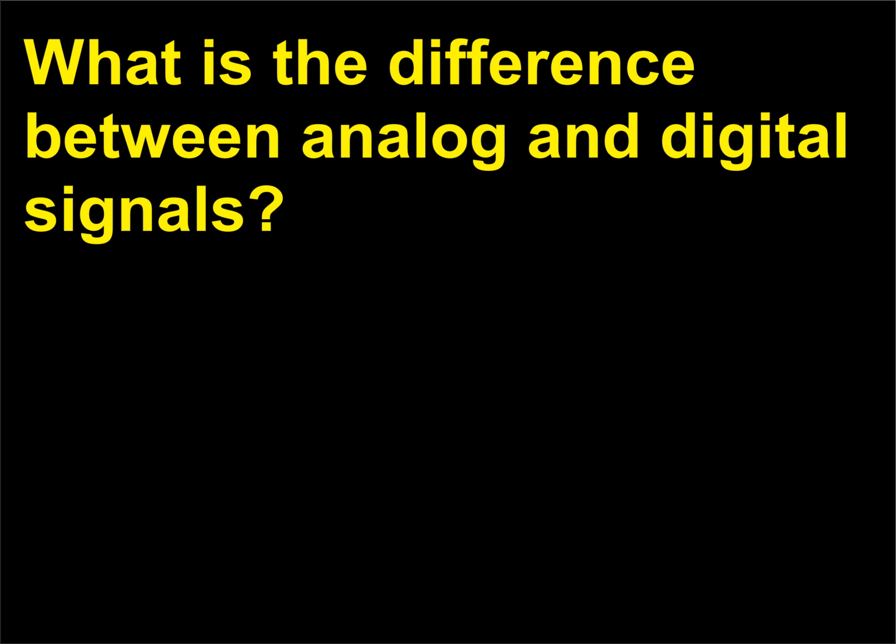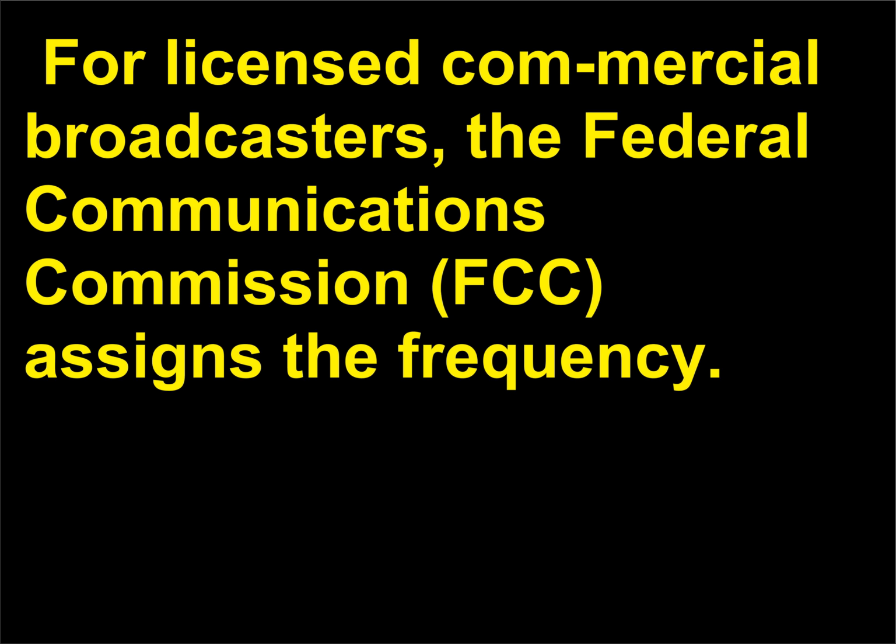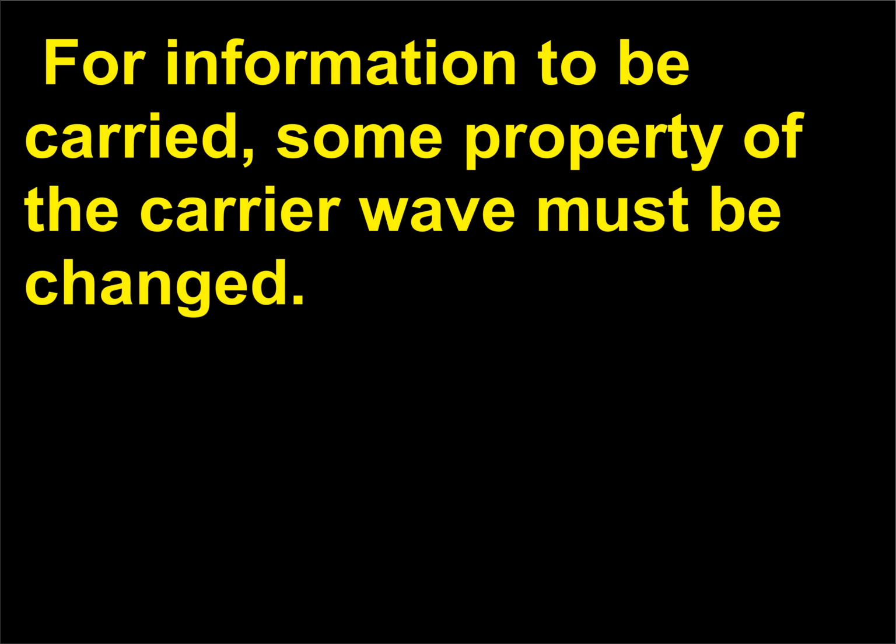What is the difference between analog and digital signals? All transmitters create what is called a carrier wave at a specific frequency. For licensed commercial broadcasters, the Federal Communications Commission, FCC, assigns the frequency. The carrier wave transmits no information. For information to be carried, some property of the carrier wave must be changed.